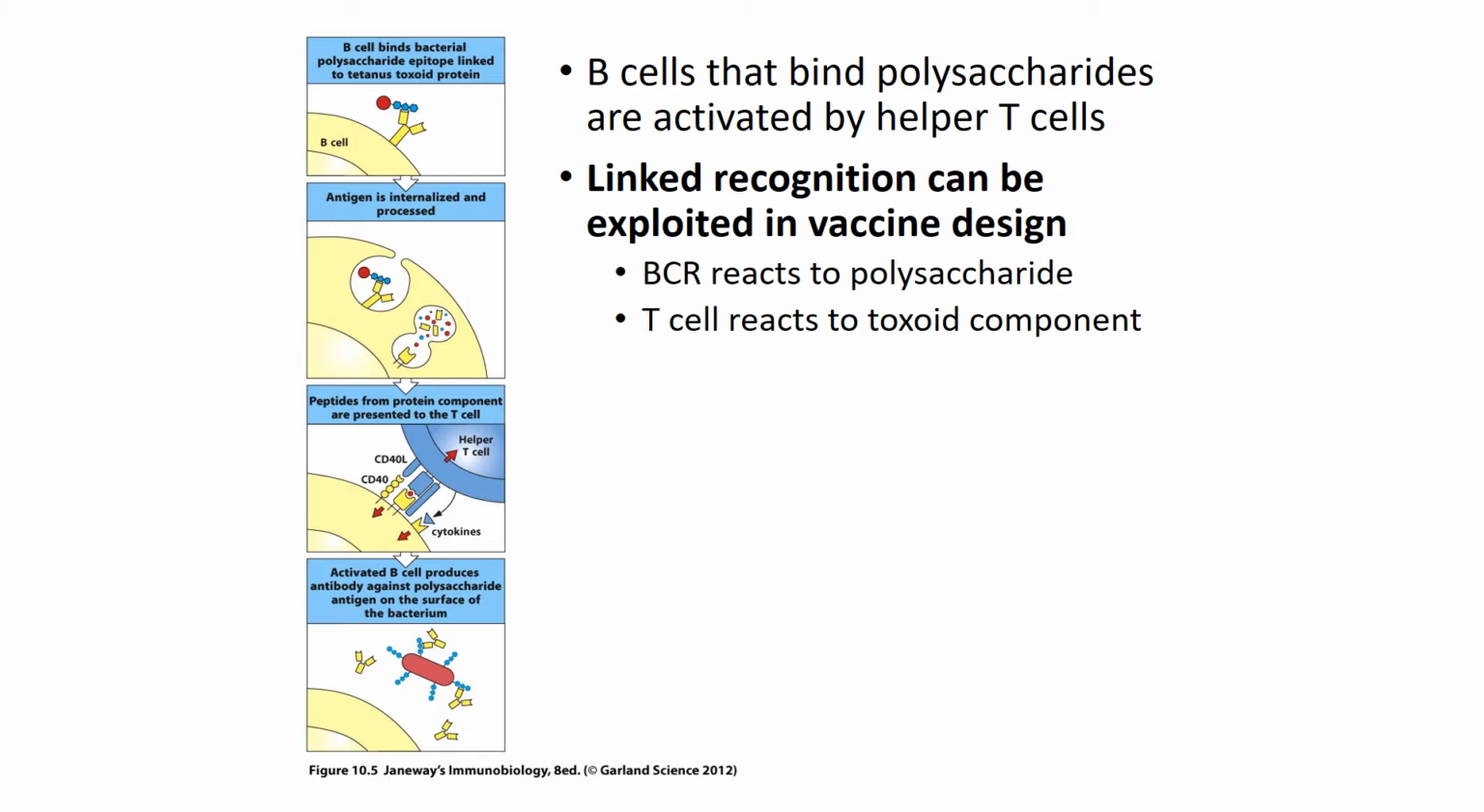Now, that was an example looking at virus proteins, but it turns out that bacterial polysaccharides, the surface sugar moieties, sugars that may have proteins or amino acids on them, are going to be the surface molecules on bacterial cells. They can also go through the same process and recruit and activate helper T cells. It's this interaction that we utilize for many of our vaccines.